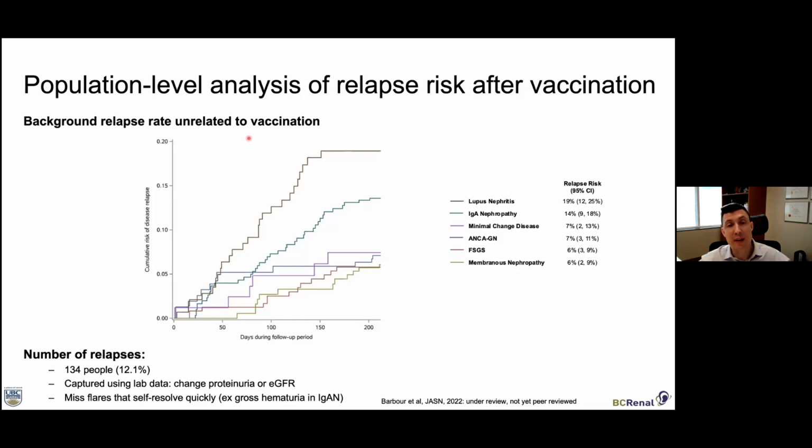But nonetheless, this figure here describes the actual relapse risk that is unrelated to a vaccine. So this is the relapses that are not related to vaccines at all. What it demonstrates is, as I mentioned, these glomerular diseases tend to relapse over time. This is most common in lupus nephritis, but also in IgA nephropathy, and all the way down to 6% relapse risk in membranous nephropathy. So it underscores the fact that relapses occur in glomerular disease unrelated to vaccines.